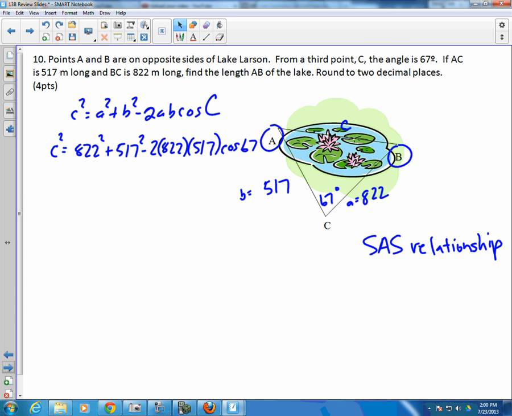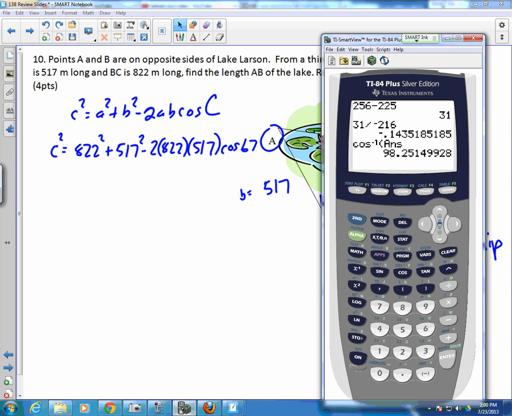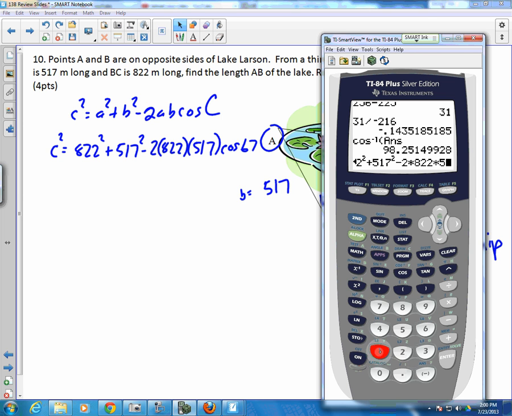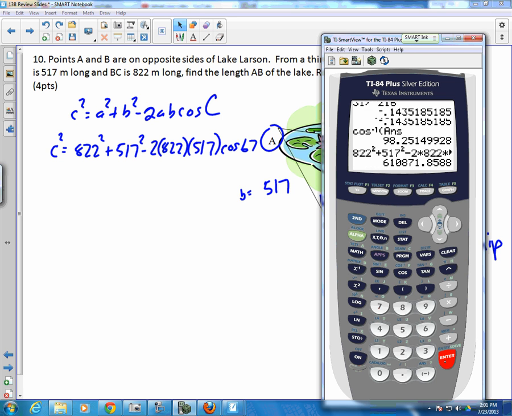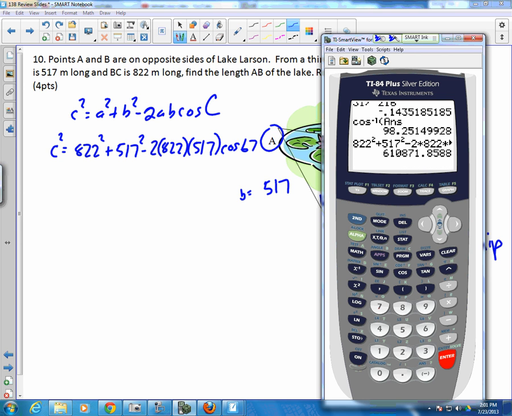In my calculator, I type it exactly like it looks, and it's c squared. So I'm going to take 822 squared plus 517 squared minus 2 times 822 times 517 times the cosine of 67. All right, and that's not my answer. That's my answer squared. So I'm going to write it: it's 610,871.8.